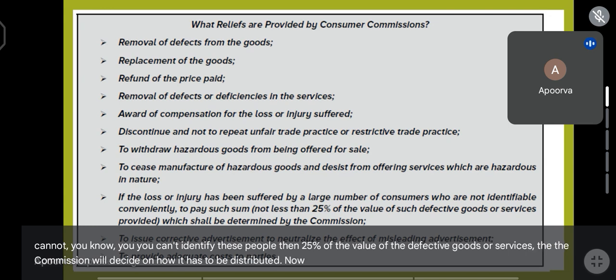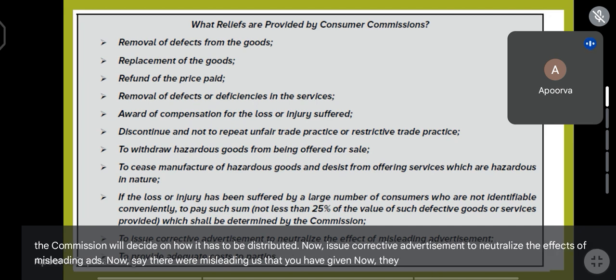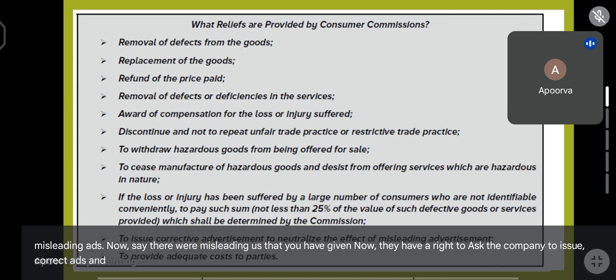Now, to issue corrective advertisement to neutralize the effects of misleading ads. Say there were misleading ads that a company has given. They have a right to ask the company to issue correct ads and not to mislead the public. So they will have to rectify their ads also.